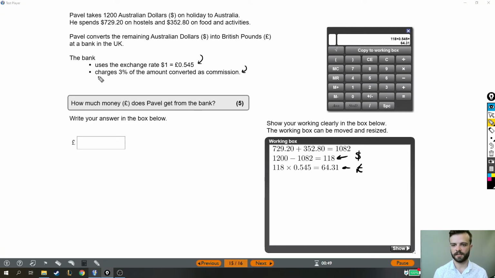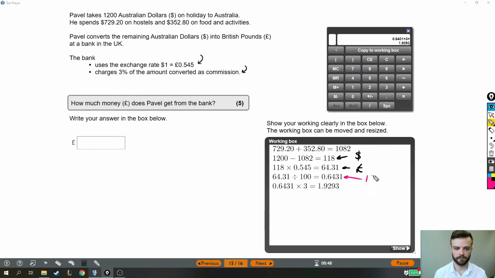But we haven't yet charged the 3% of the amount converted as commission. So we need to find 3% of this number, take it away, and then that's how much you'll get back from the bank. Now, because we're using a calculator, the way that we're going to find the percentage is by dividing by 100 to get 1% and timesing it by 3 to get 3%. So that's our amount in pounds. We divide that by 100. So this number, even though it's a big decimal, doesn't matter right now, that is 1% of the amount he should have back. We times that by 3, so that's 3% of the amount he should have back, and that is how much the bank is going to charge him.